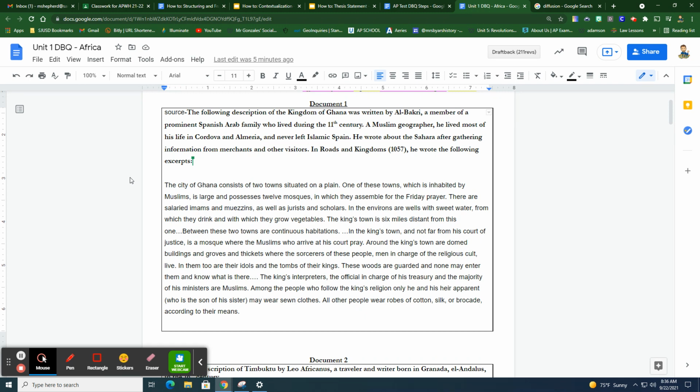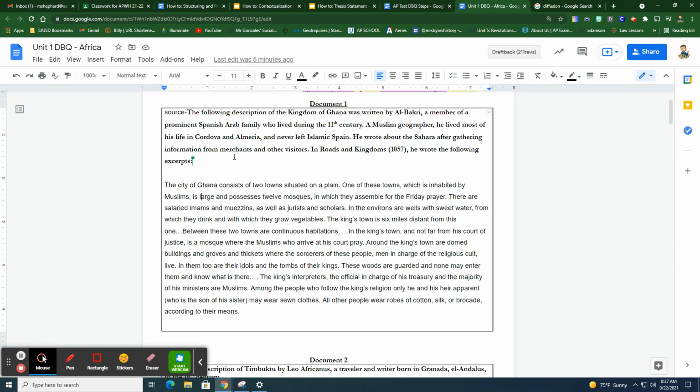The king's interpreters, the official in charge of his treasury, and the majority of his ministers are Muslim. Among the people who follow the king's religion, only he and his heir, who is the son of his sister, may wear sewn clothes. All other people wear robes of cotton, silk, or brocade according to their means.